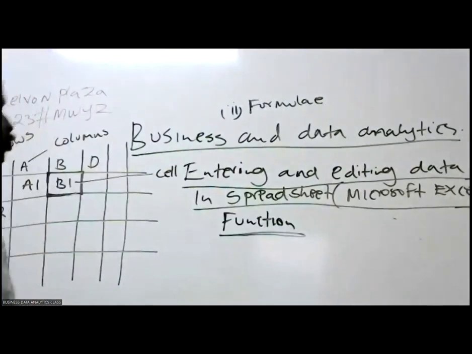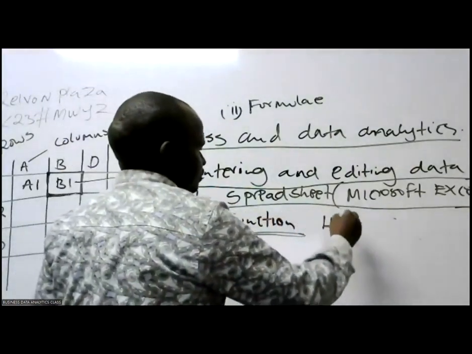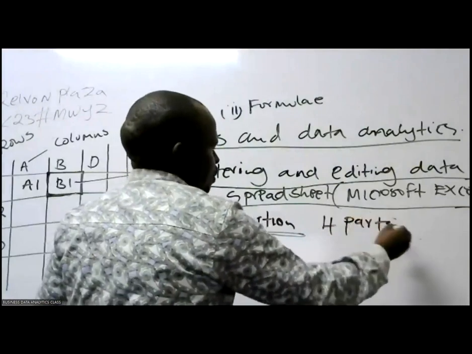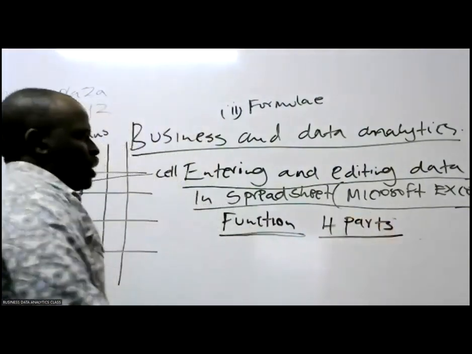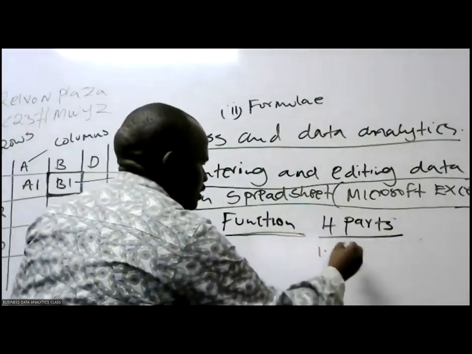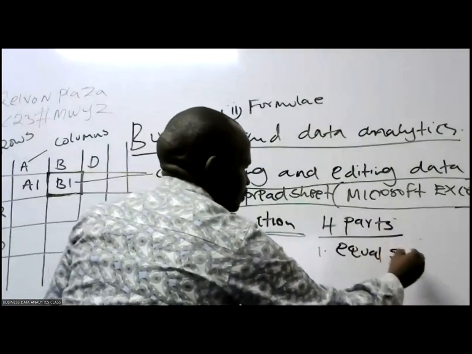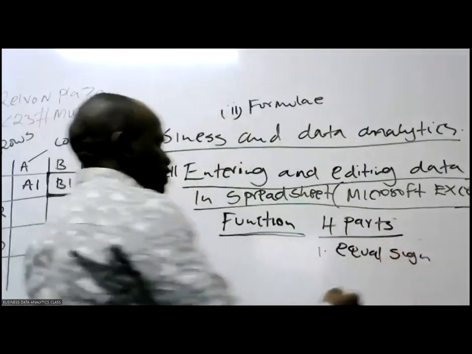And then we also have the parts of a function. A function has 4 parts. We have 4. Number 1 is the equal sign.